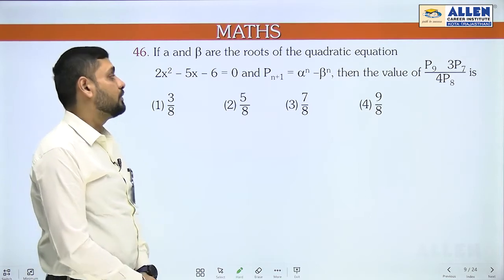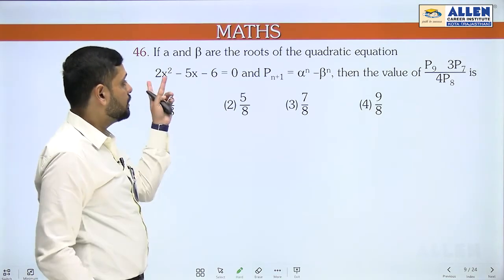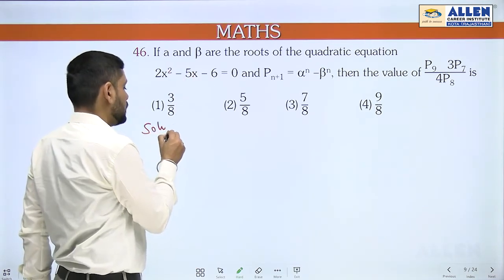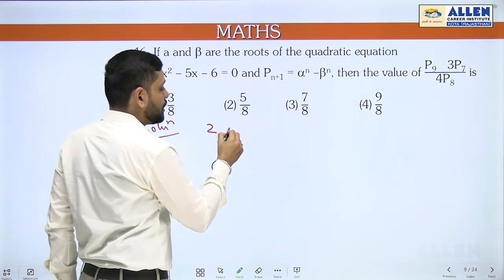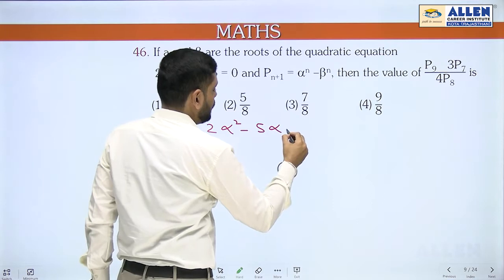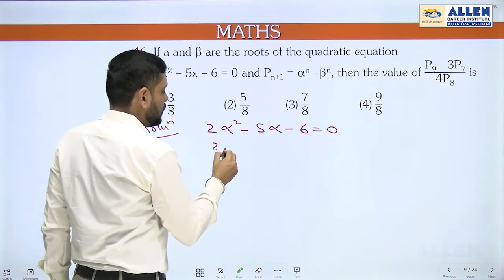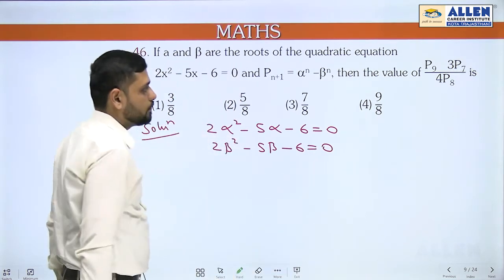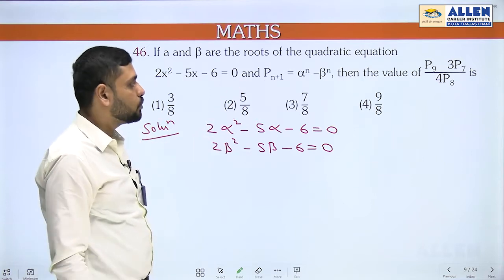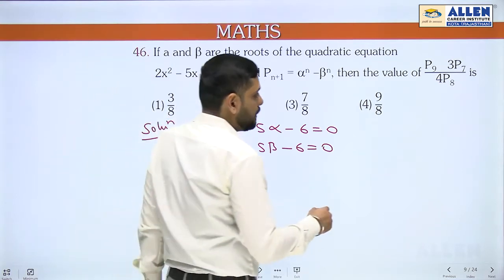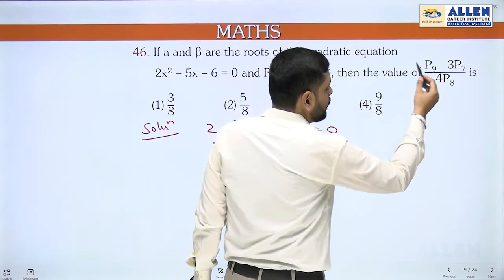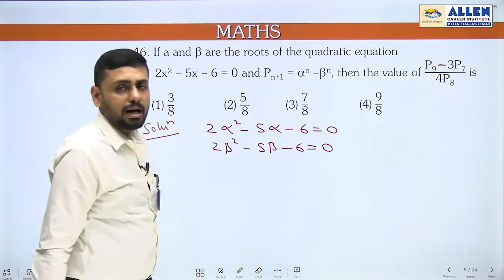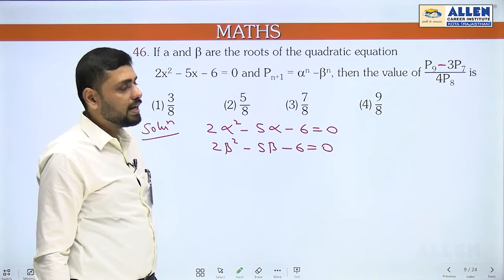The next question is: if alpha and beta are the roots of the quadratic equation. Here this is the quadratic equation given, and alpha and beta are the roots of it. Then we can write 2 alpha square minus 5 alpha minus 6 equals 0, or 2 beta square minus 5 beta minus 6 equals 0. And it is given that P(n+1) equals alpha to the power n minus beta to the power n. We need to find the value of (P9 minus 3P7) upon 4P8.